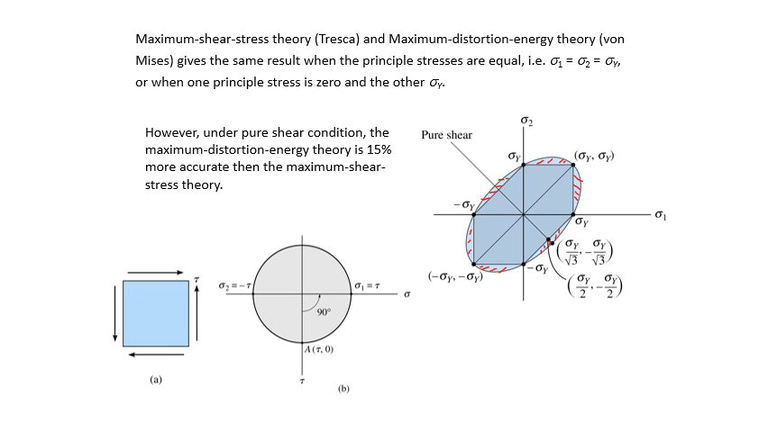Okay, it says here that under a pure shear condition, pure torsion for example, the maximum distortion energy theory is 15% more accurate than the maximum shear stress theory. So that is why we find that a lot of the codes of practice are based on the von Mises theory. The von Mises is more accurate and is not as rigid as Tresca.